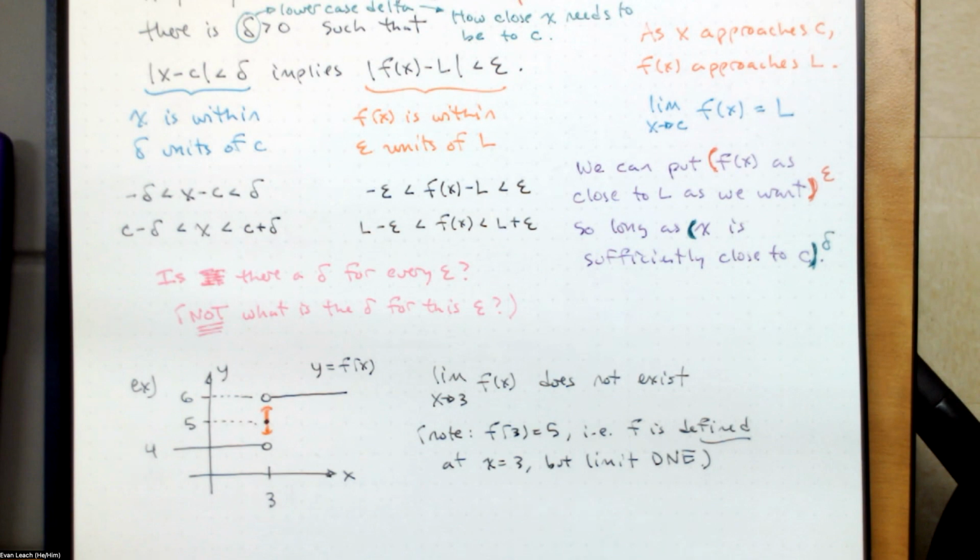We could say that the one-sided limits exist. We could say the limit as x approaches 3 from the left is equal to 4, and the limit as x approaches 3 from the right is equal to 6. But the limit itself just doesn't exist. We're not approaching some value.